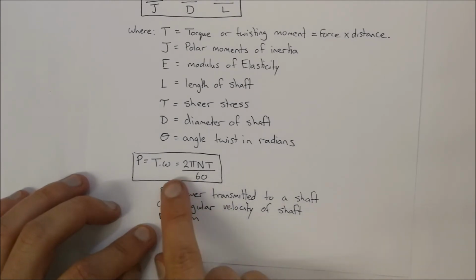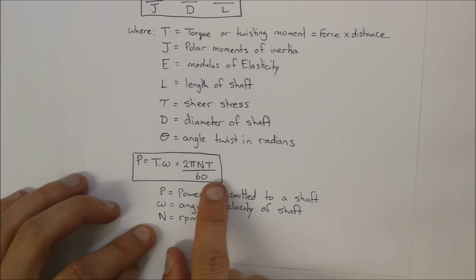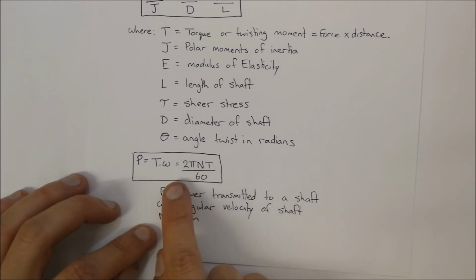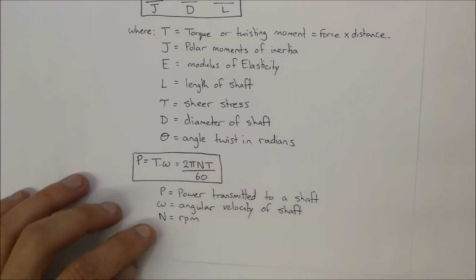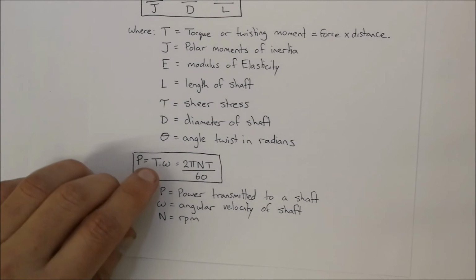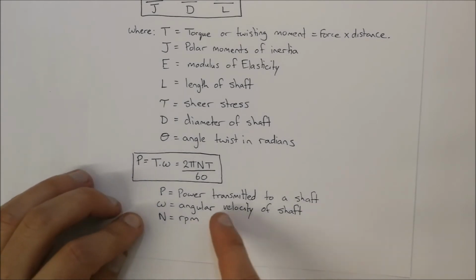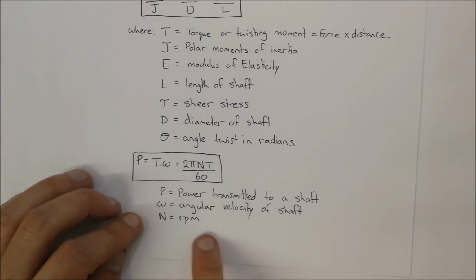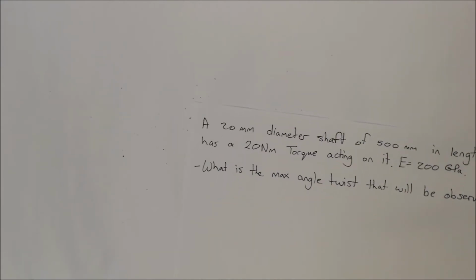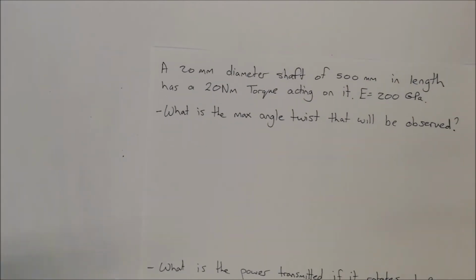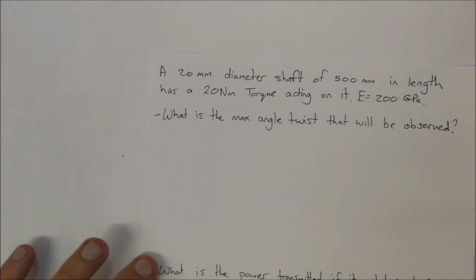So that is where we come to the second part of this formula, where power is also equal to 2 times pi times N multiplied by T over 60. Basically, we just took that angular velocity of the shaft and made it in terms of revolutions per minute. Let's have a look at an example of what type of thing you would need to be calculating.